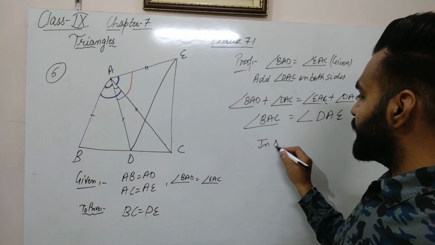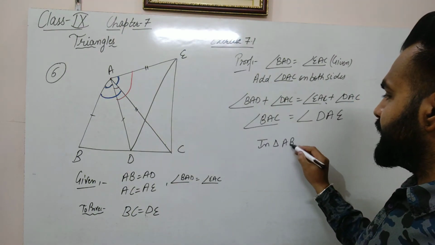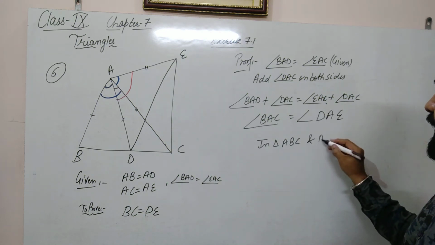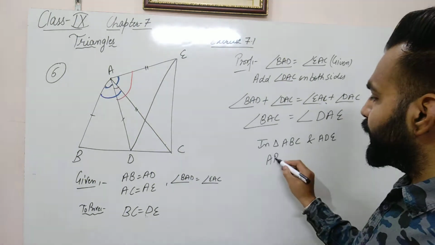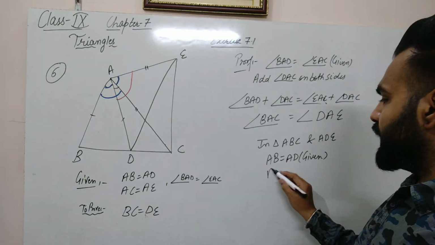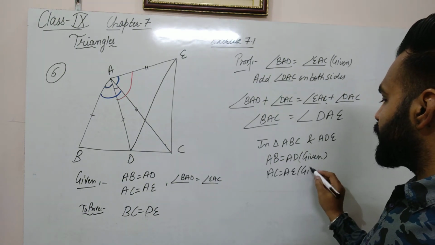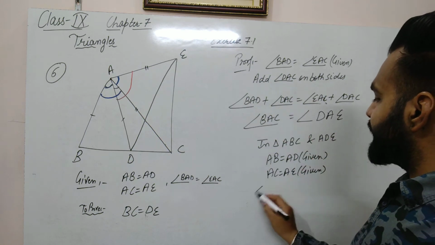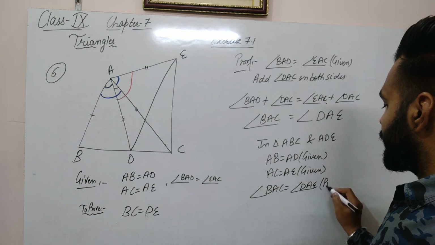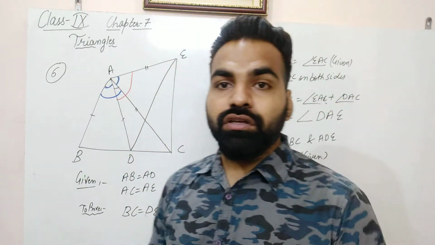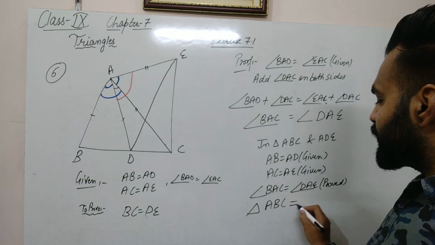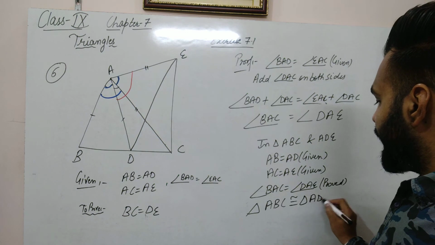So in triangle ABC and triangle ADE, AB equal to AD, this is given. AC equal to AE, this is also given, and angle BAC is equal to angle DAE. We just proved that. So three parts are equal. We can say that triangle ABC is congruent to triangle ADE.